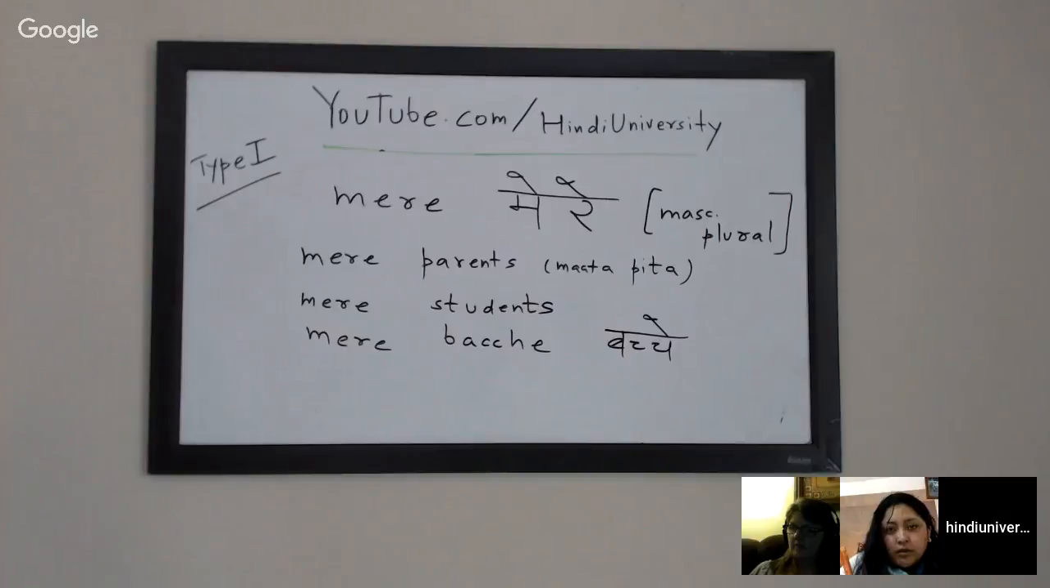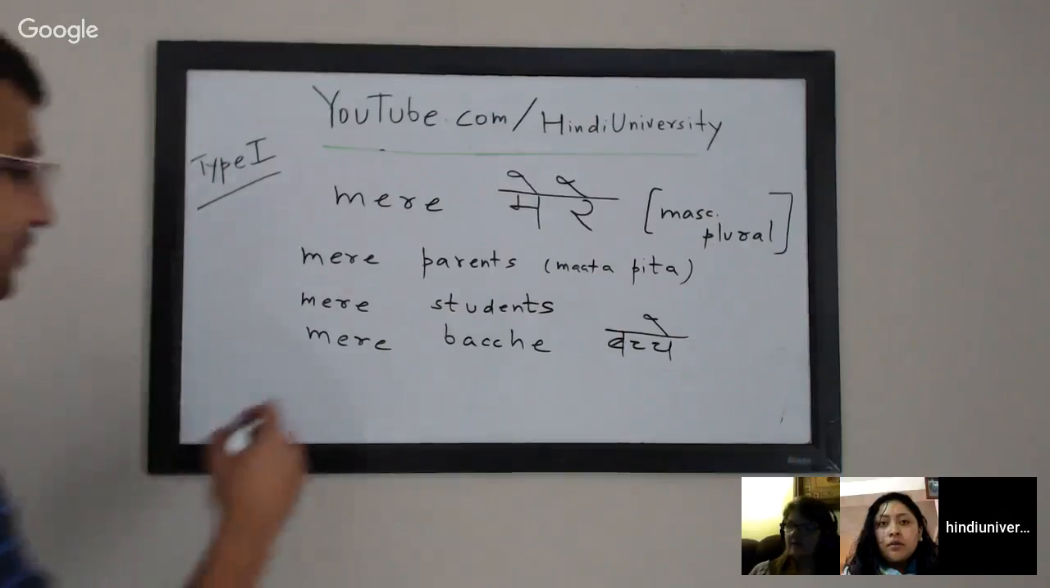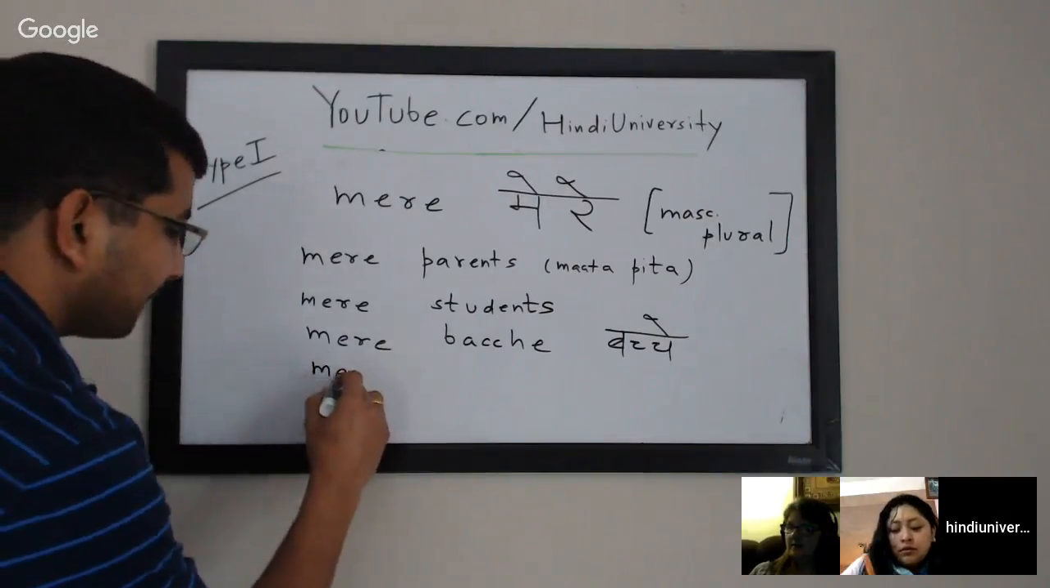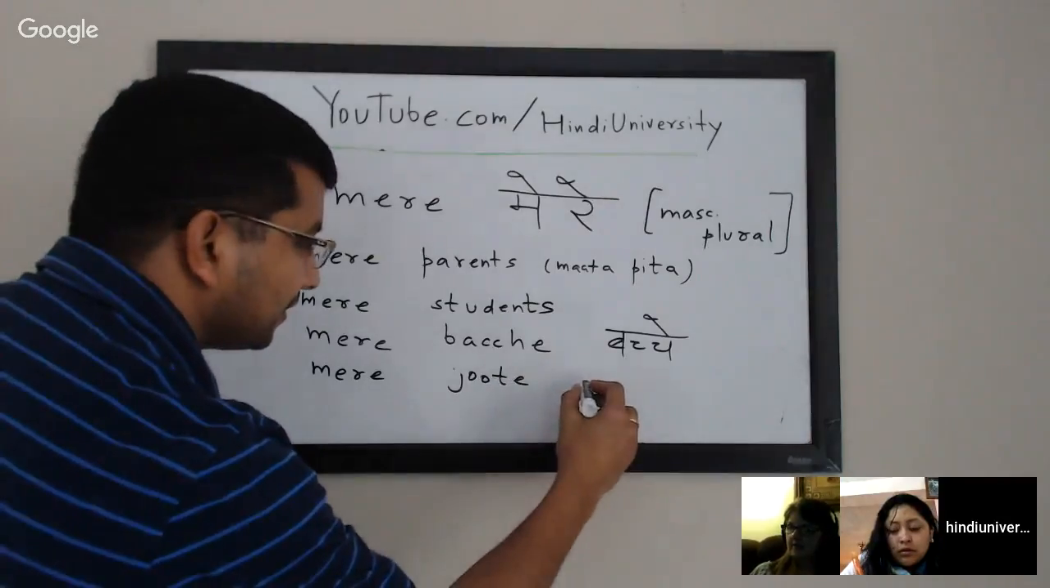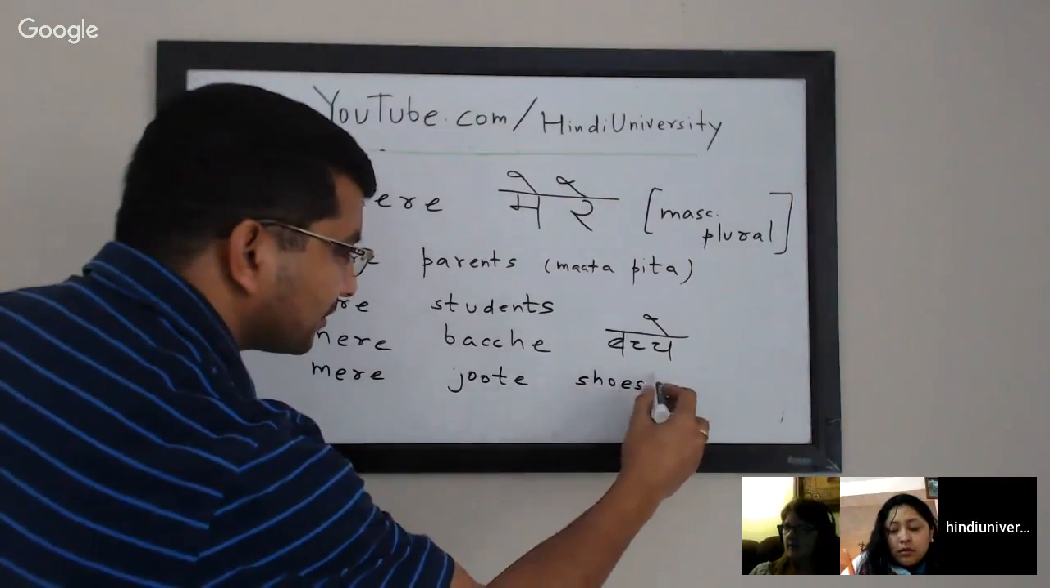Okay, I want to take a pause here and see what you can come up with. Now this all may sound very simple, but the moment we jump to type 2, you'll start feeling the pressure. That's why I want you to practice it and not ignore this part that we have done before. So let's see what you can think of. Mere jute, very good. My shoes. Mere jute. And jute is nothing but shoes.